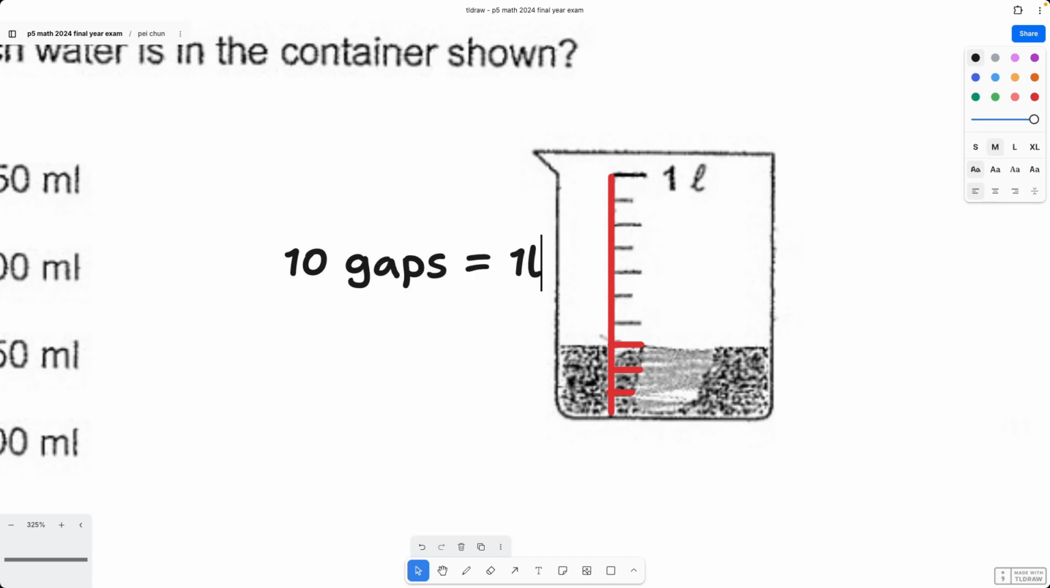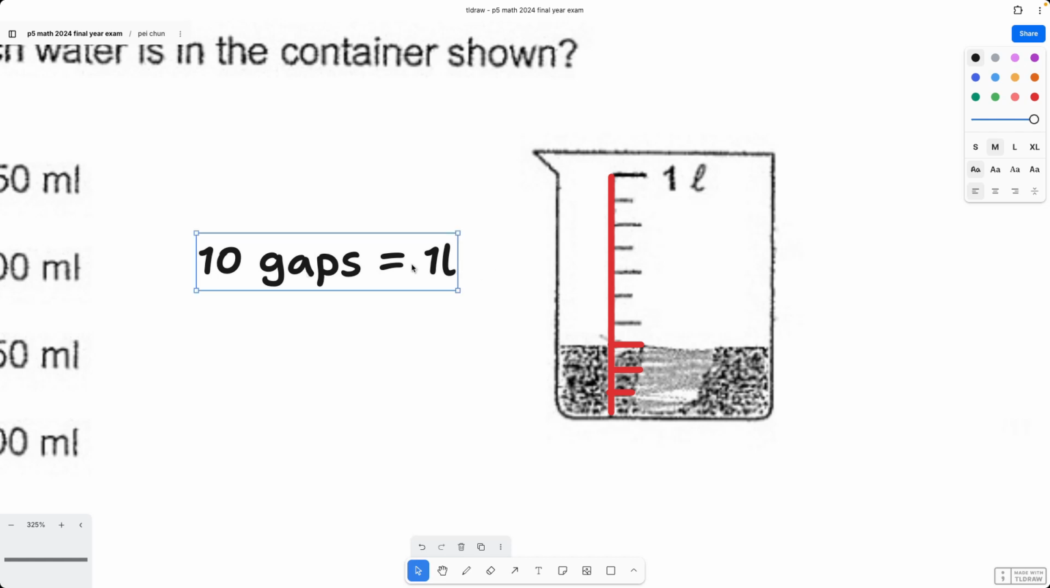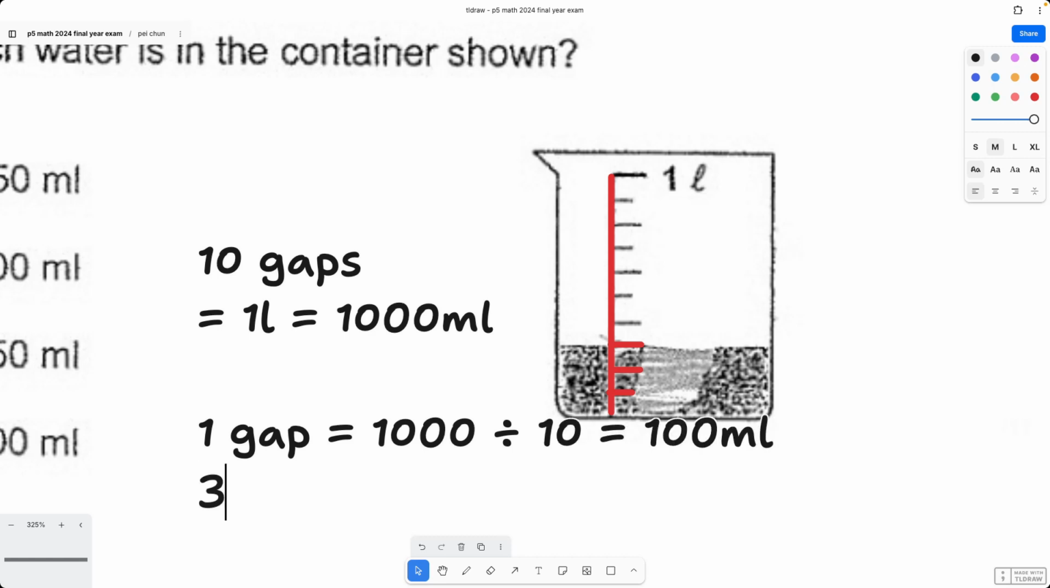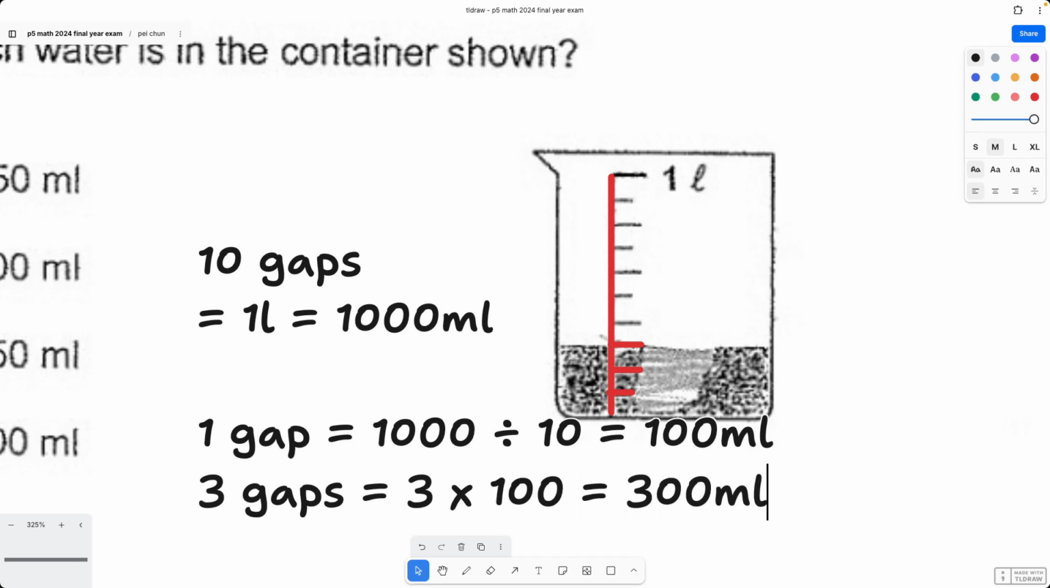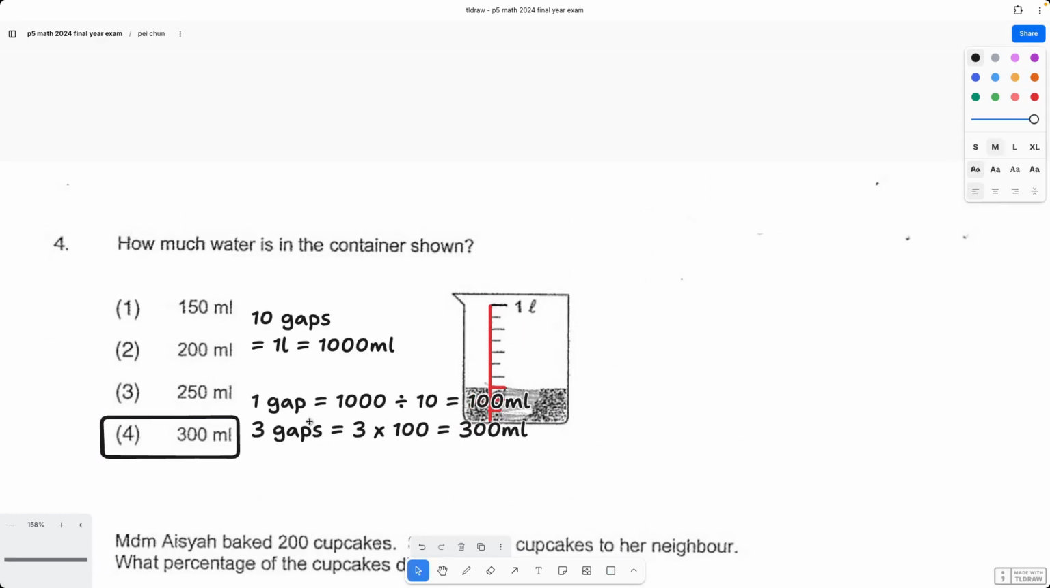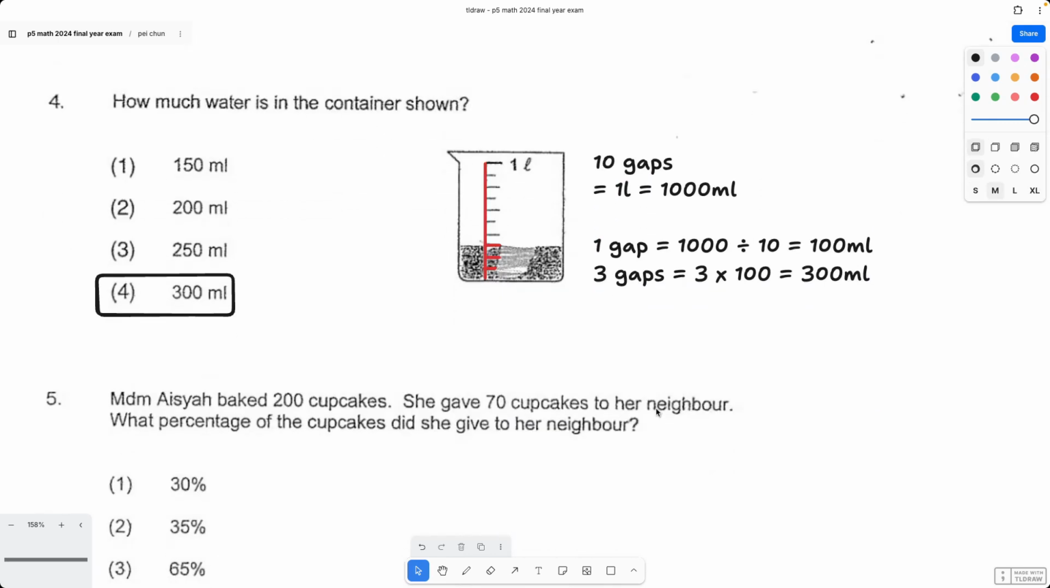Let's go to 1 liter, or in this case, 1000 milliliters. Now we have 3 gaps. 1000 milliliters divided by 10 gives 100 milliliters per gap. So 3 gaps is equal to 3 times 100, which is 300 milliliters. So the answer is 300 milliliters, which is option number 4. All right, very good. Let's move on to the next question.